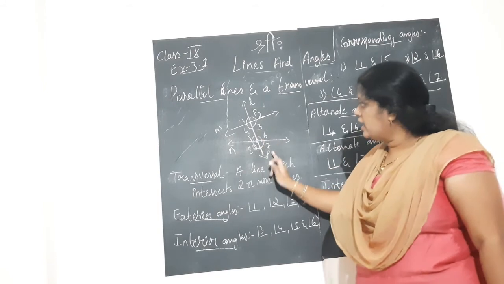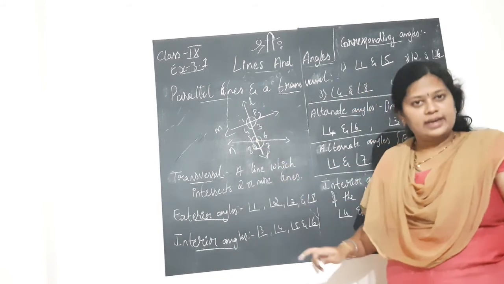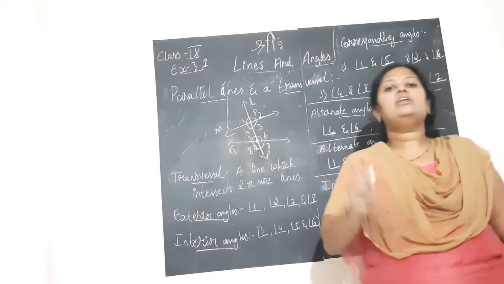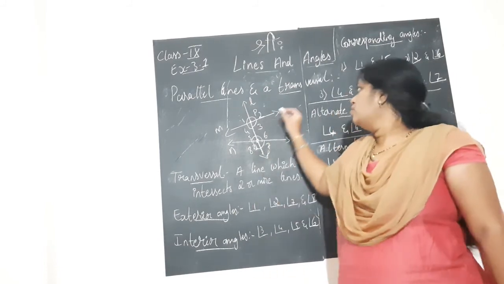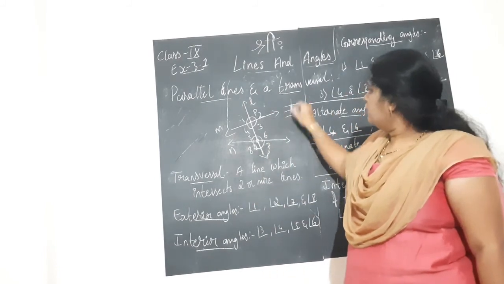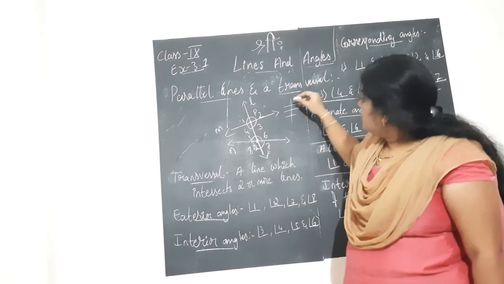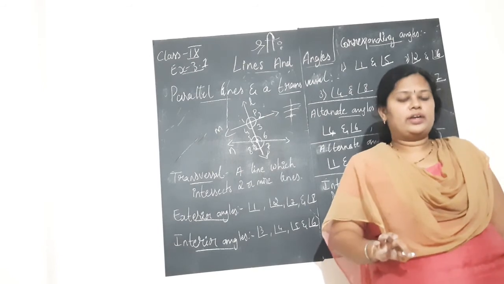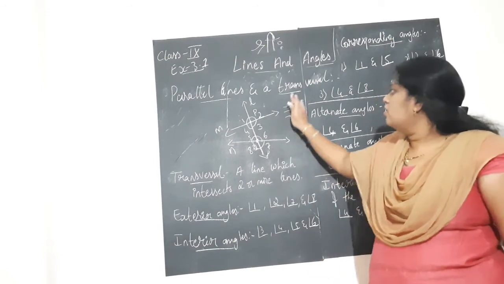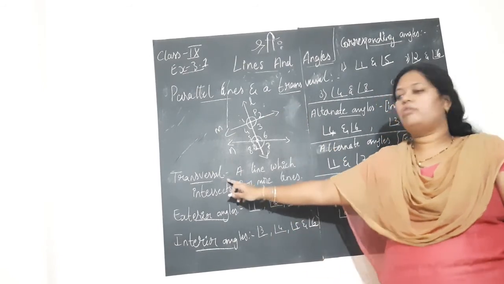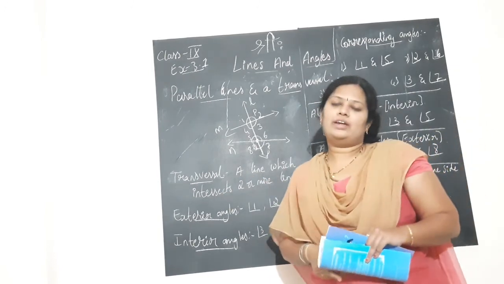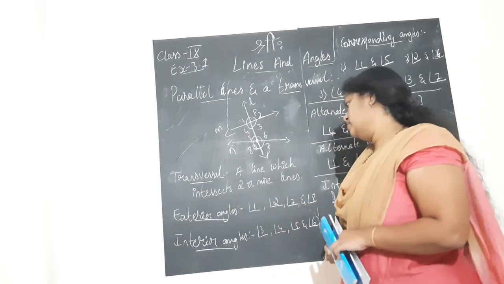If a single line touches or intersects two or more lines, that line is called a transversal. So if I draw three lines and then draw a straight line, see, this line is touching all the three lines at some point. So this line is called a transversal, children. So how do you define it? A line which intersects two or more lines is called a transversal.